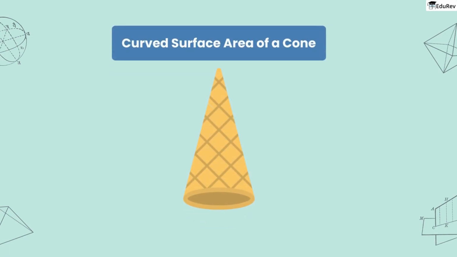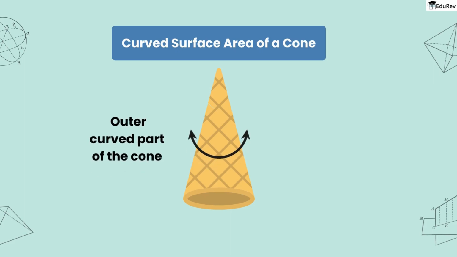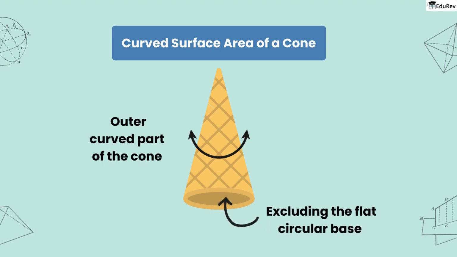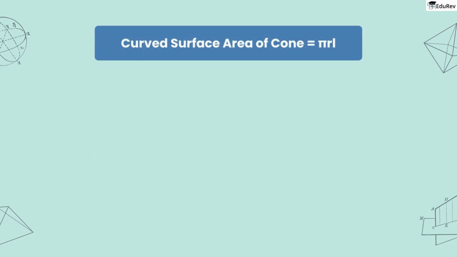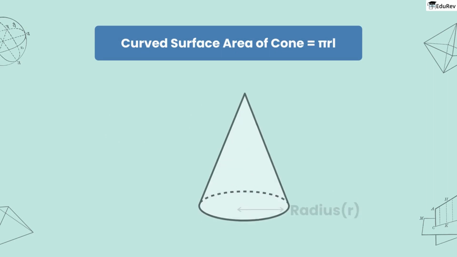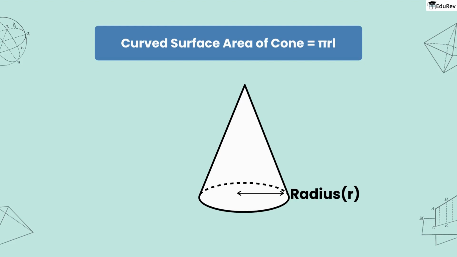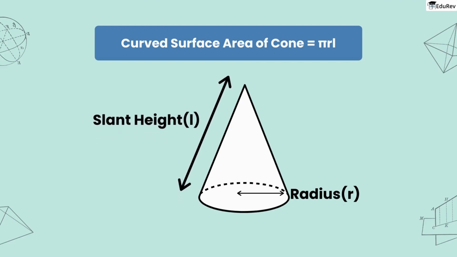Imagine you have a cone-shaped object, like an ice cream cone. The curved surface area refers to the area of the outer curved part of the cone, excluding the flat circular base. To find this area, we use the formula. Curved surface area is equal to pi rl, where r is the base radius of the cone and l is the slant height. Let us derive the curved surface area of the cone.